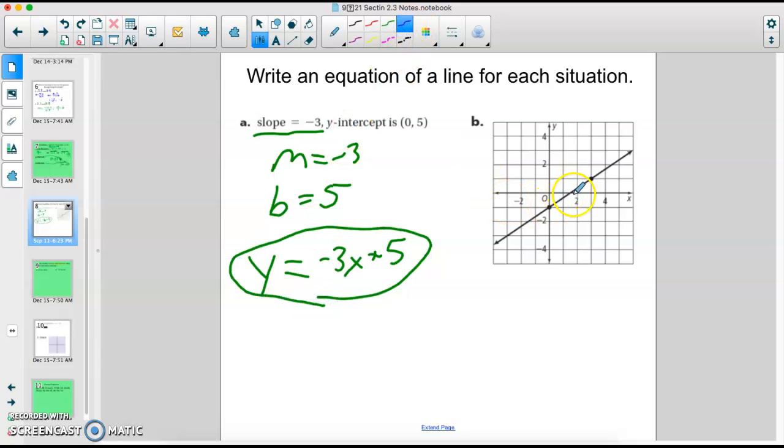Okay, now for this one, y equals mx plus b. We plug in what we know. So y equals, now what's our slope? We go up 1, 2, and we go over 1, 2, 3. So our slope is 2/3.